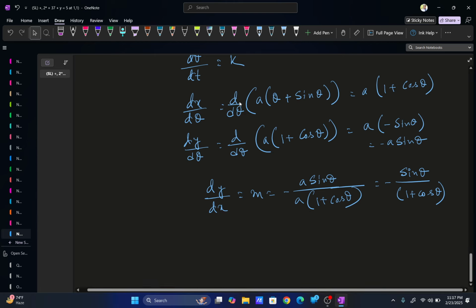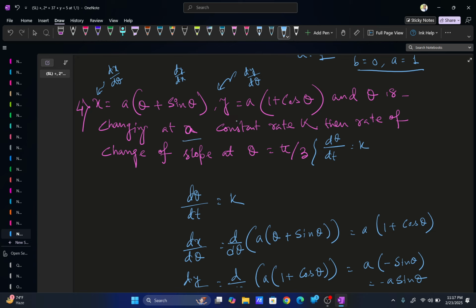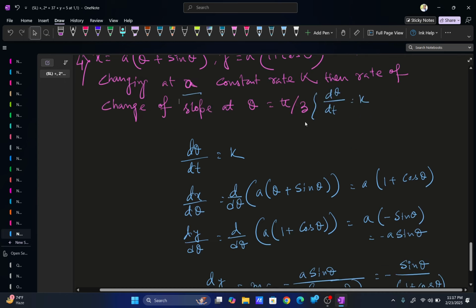Then what do we do? We read the question once again. Theta is changing at a constant rate of k. The rate of change of slope at theta equals pi by 3. The meaning of this statement is basically that we need to find dm/dt.